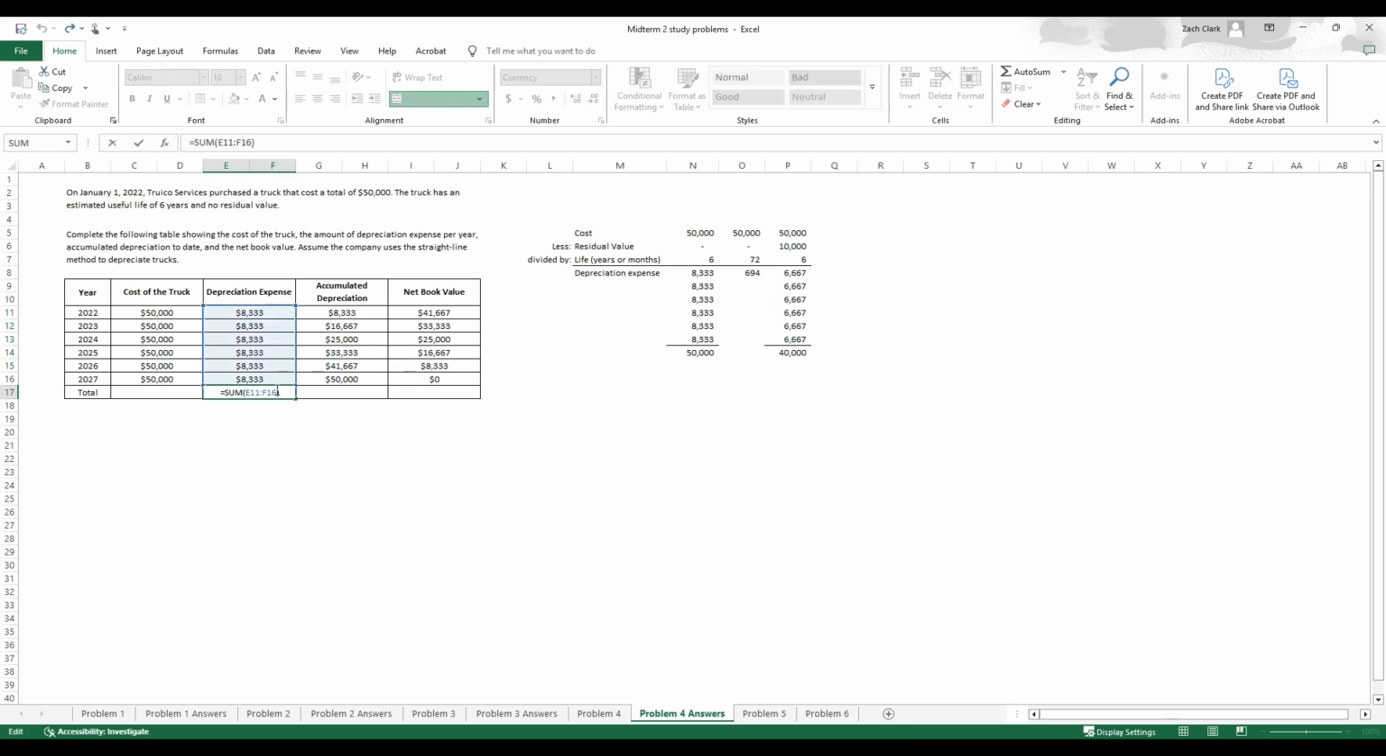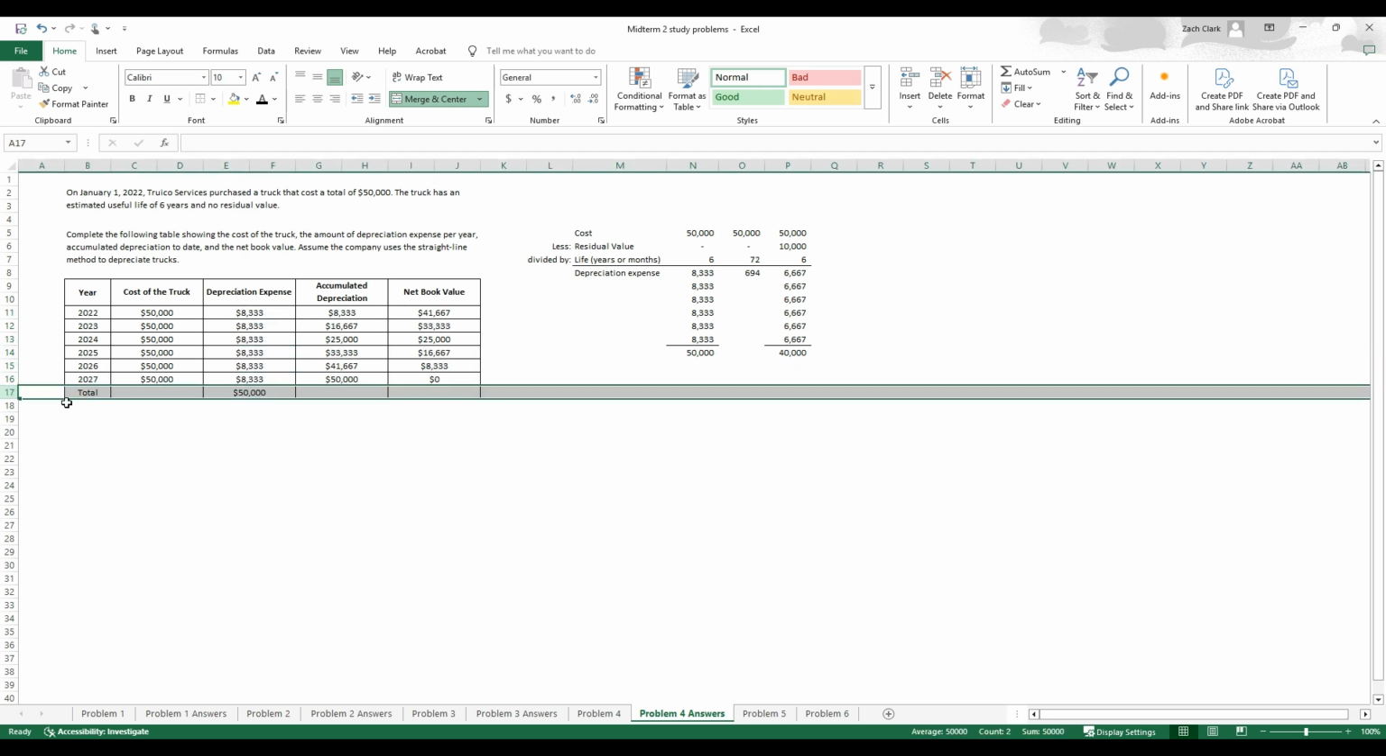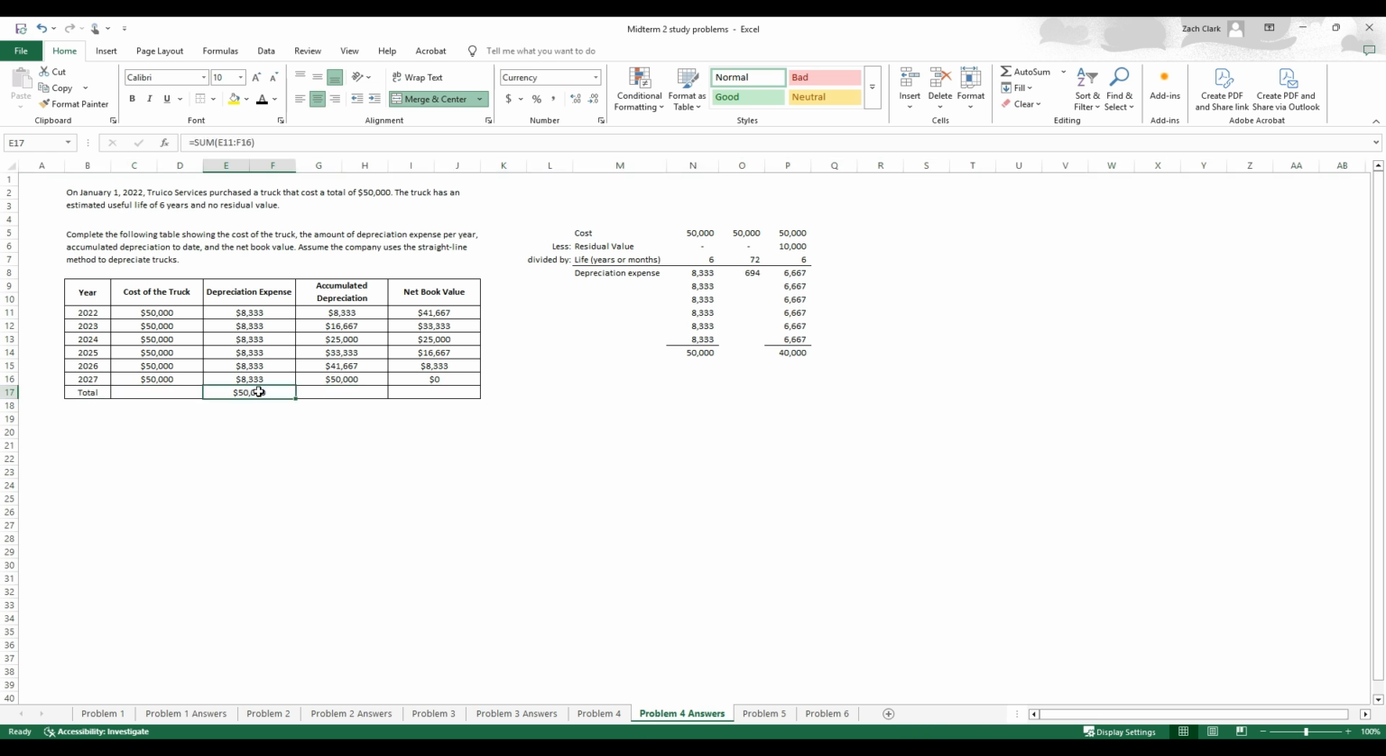And really the only one where it makes sense to add all of them up is depreciation expense. You wouldn't really add these. These are all as of a point in time. And these are expenses that you would add together. So having a total column here is kind of funny. It doesn't make a whole lot of sense except for depreciation expense.